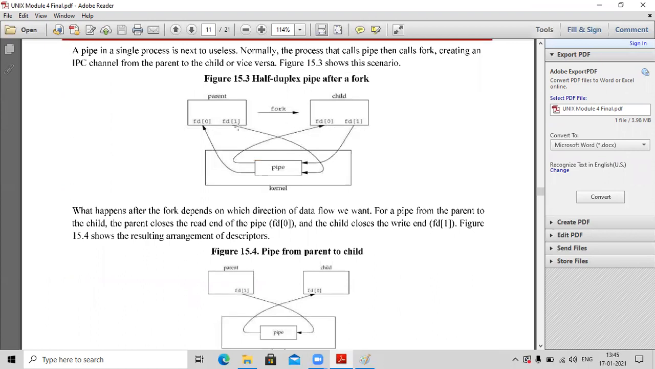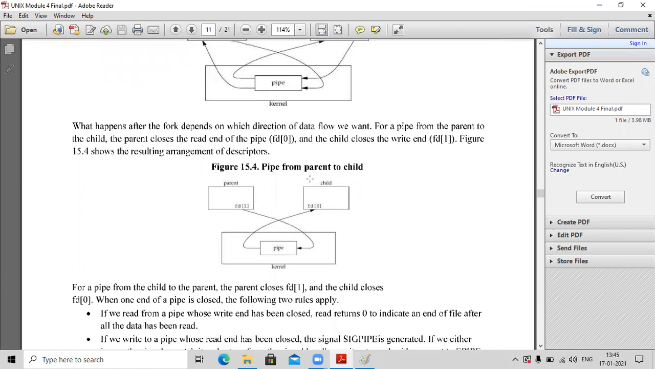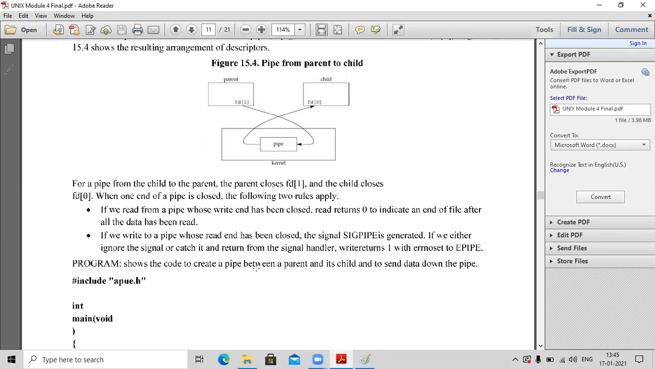For example, if the parent is writing to the pipe, then the child will read the content from the pipe. Similarly, if the child is writing to the pipe, then the parent will read the content from the pipe. So this is the diagram which represents the parent writing to the pipe and the child reading from the pipe. You can also establish a pipe from child to parent.